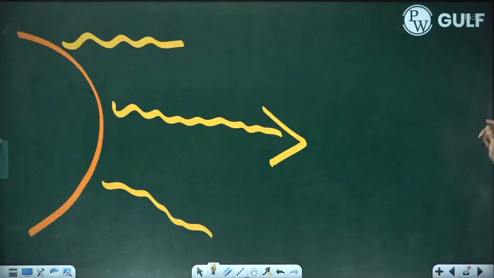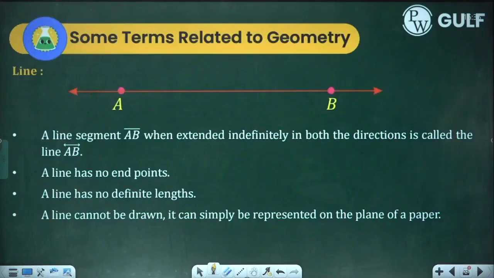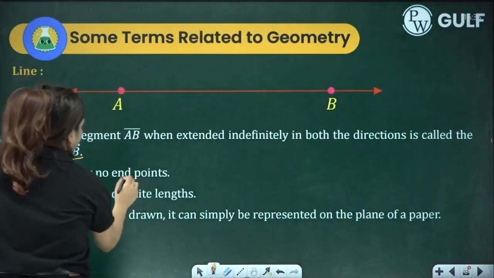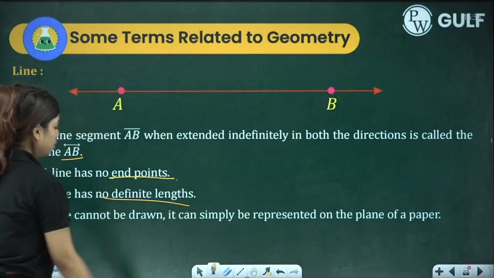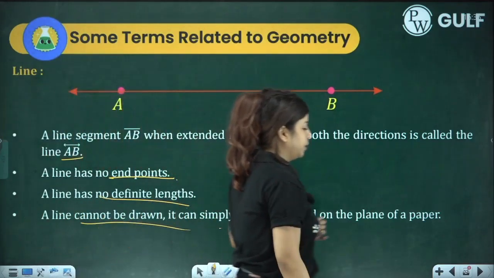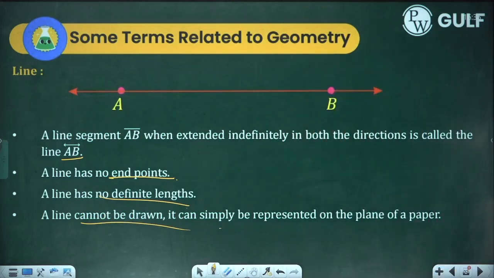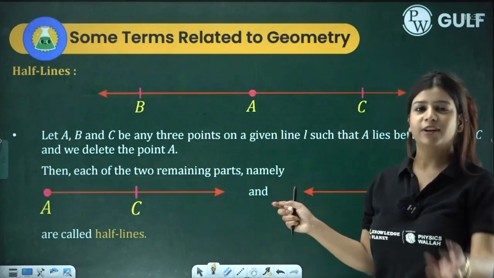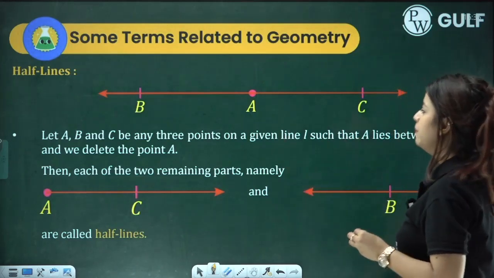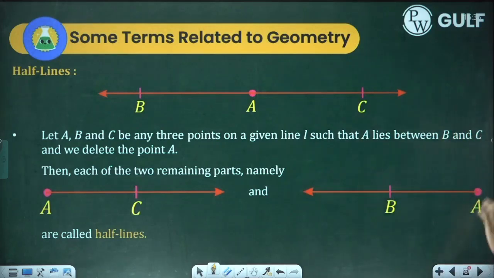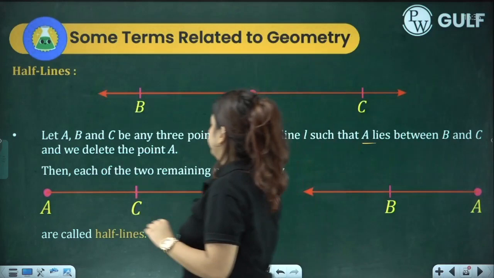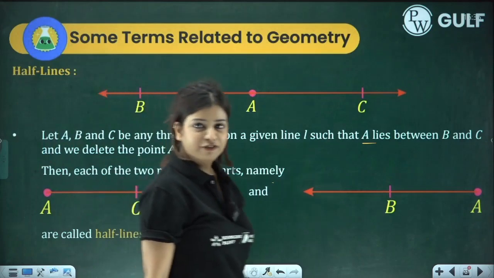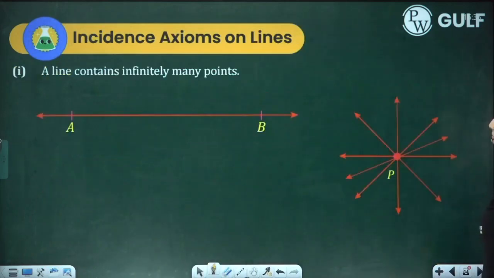The next thing that we have over here is that if it is extended in both directions, then it is called a line. A line has no endpoints, it has no definite length, and a line can be drawn to represent any plane on the paper. Next, half lines. What are half lines? Divided by a midpoint. Let A, B and C be any 3 points on a given line L such that A lies between B and C. Then each of the remaining parts, namely AC and BC, are called the half lines, divided into 2 equal parts.